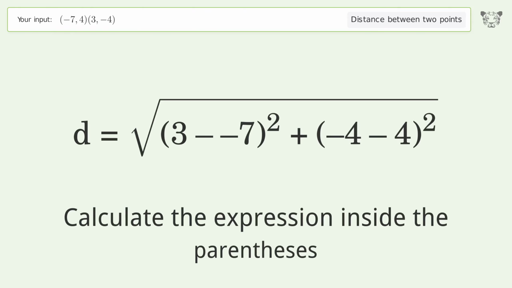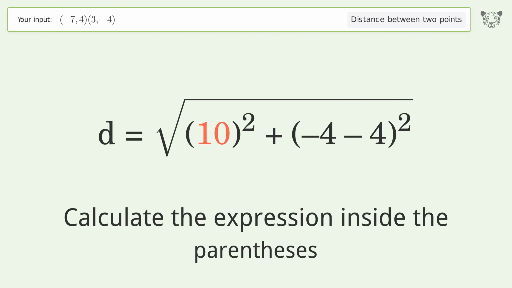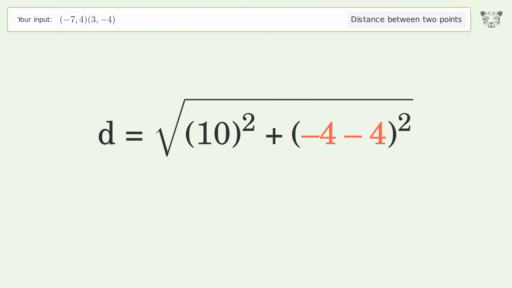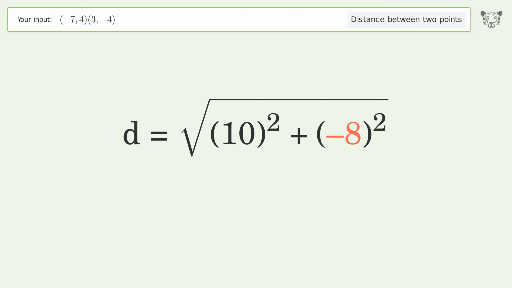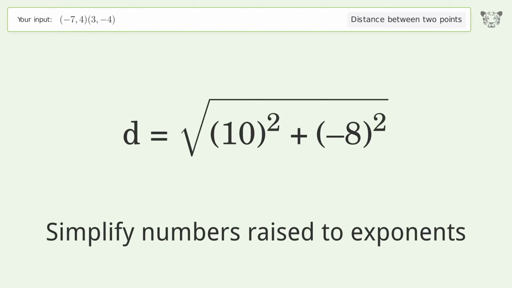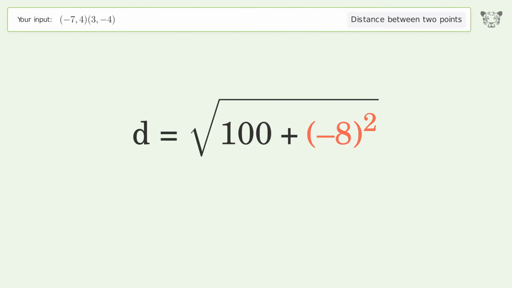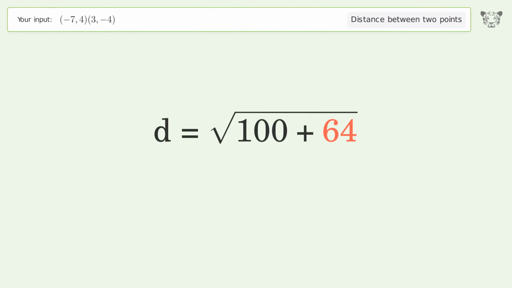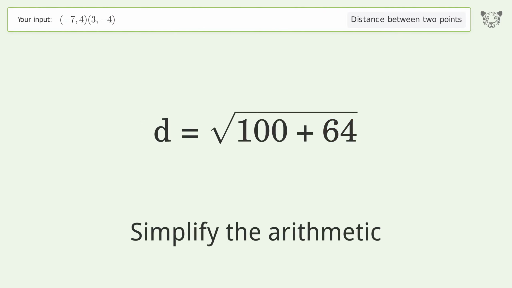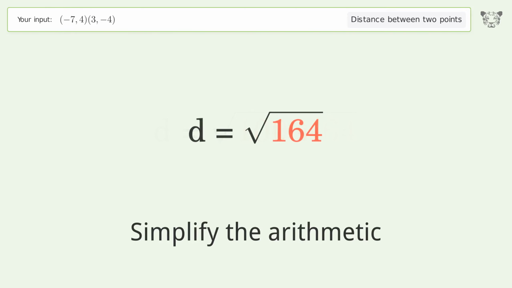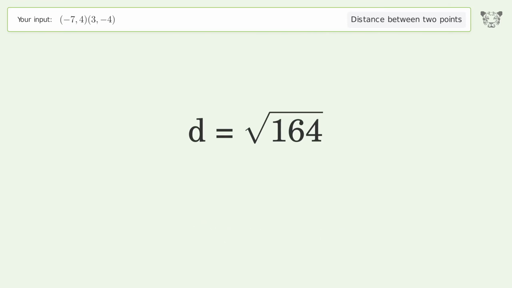Calculate the expression inside the parentheses. Simplify numbers raised to exponents. Simplify the arithmetic. And so the distance between the 2 points is the square root of 164 or 12.806.